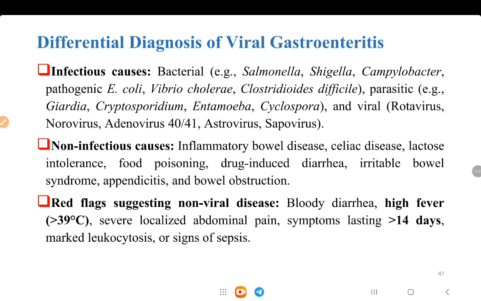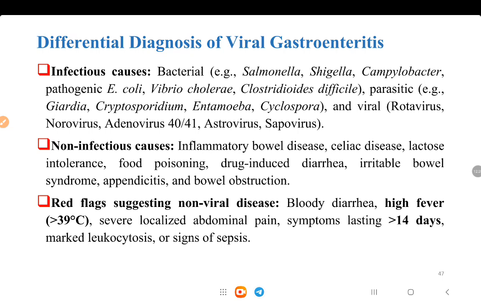There is a differential diagnosis of viral gastroenteritis. The differential diagnosis includes infectious causes such as bacterial pathogens including Salmonella, Shigella, Campylobacter, pathogenic E. coli, Vibrio cholerae, and Clostridium difficile.